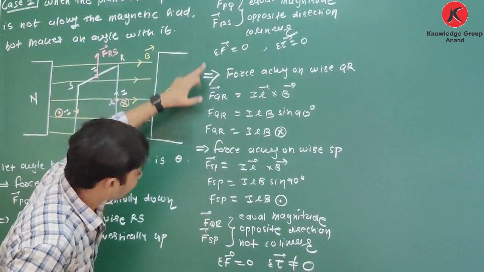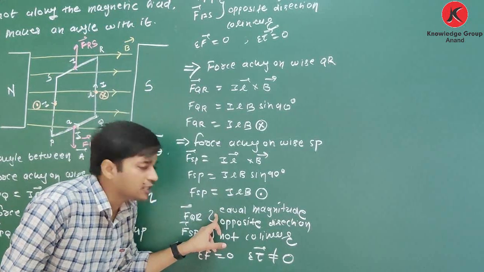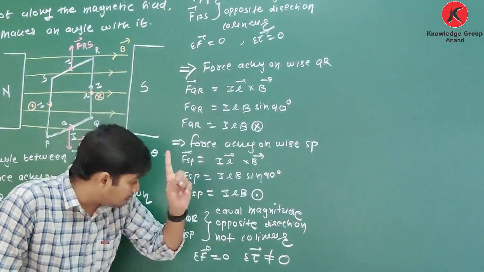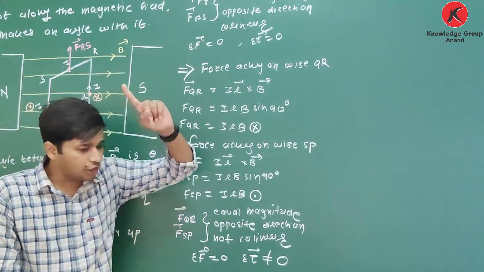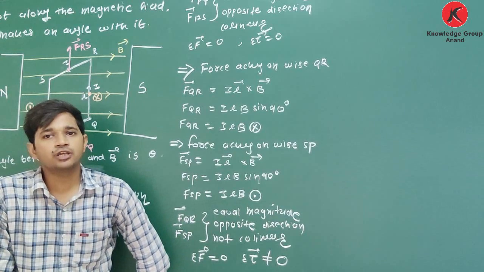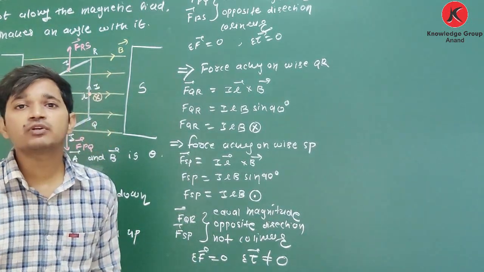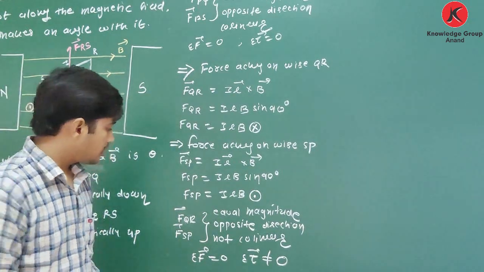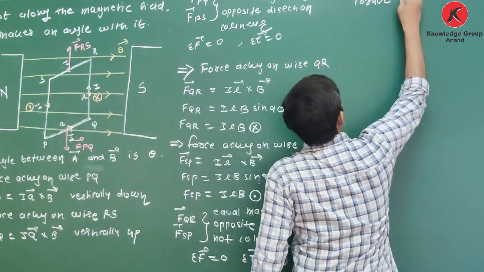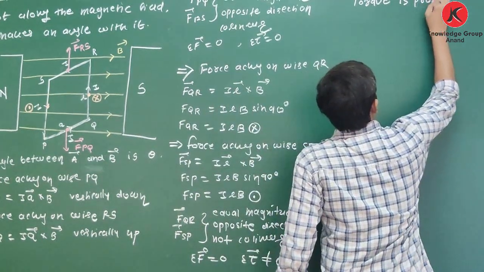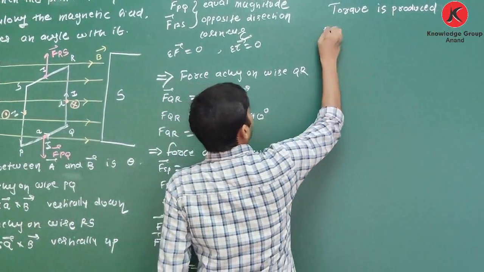Remember, what is the difference between these two cases? Here FQR and FSP have equal magnitude and opposite direction, but they are not collinear. So the resultant force is 0, but the resultant torque is not 0. Clear about this? Then what is torque? We have to find the equation of torque. Torque is produced. So what is the equation of torque?